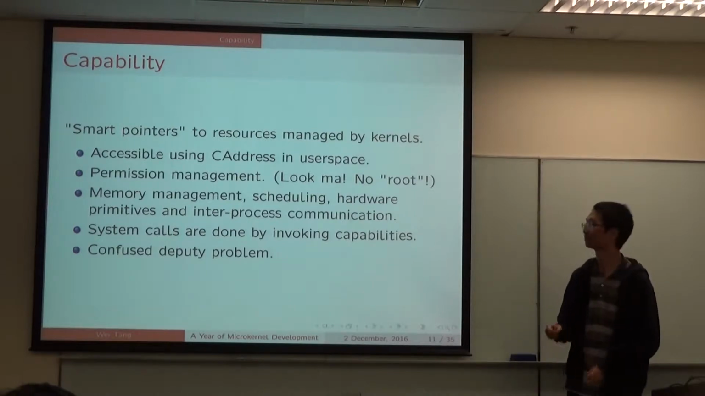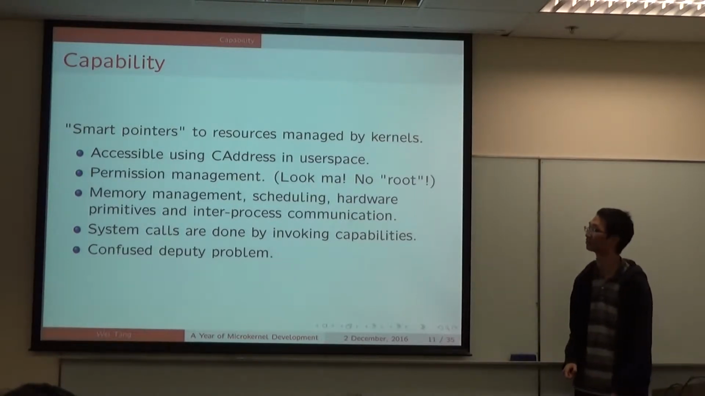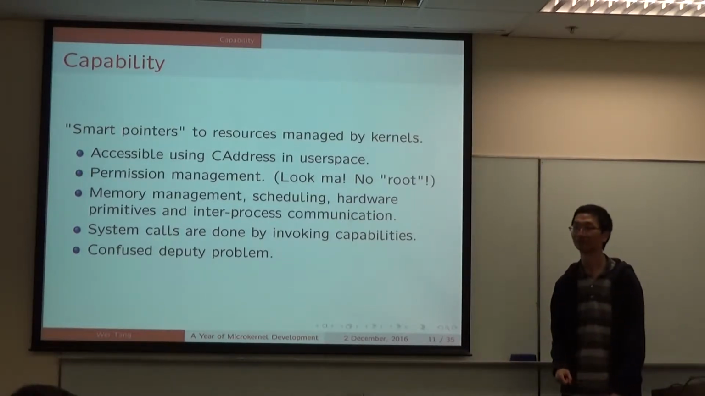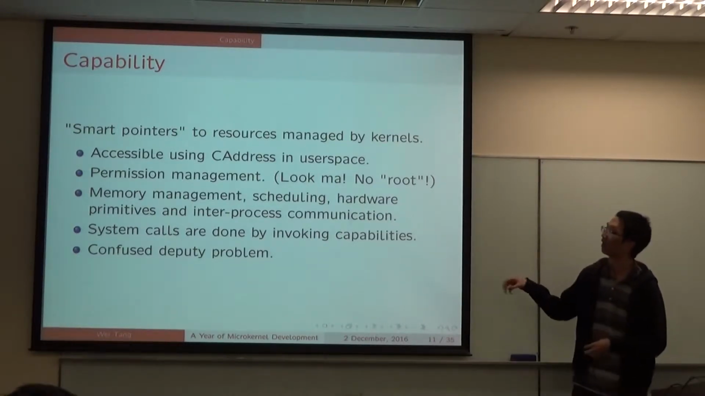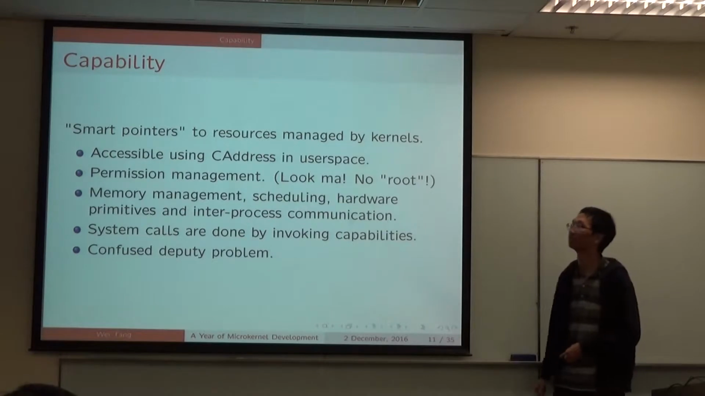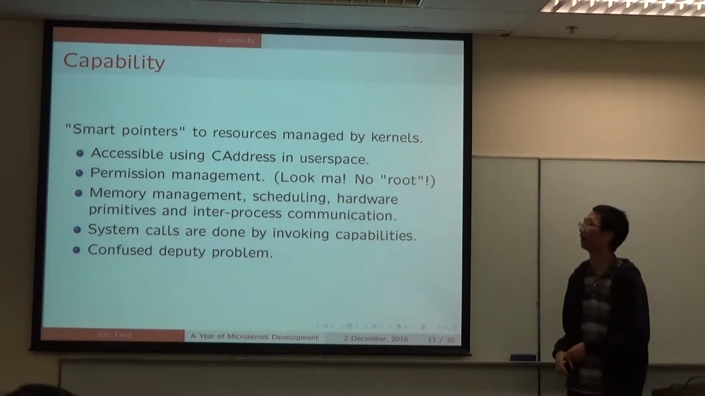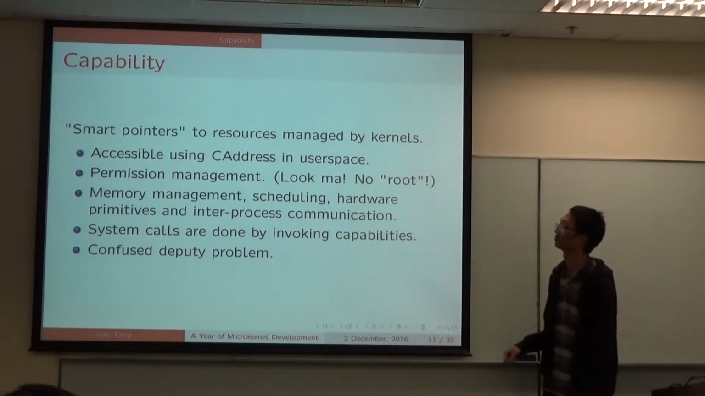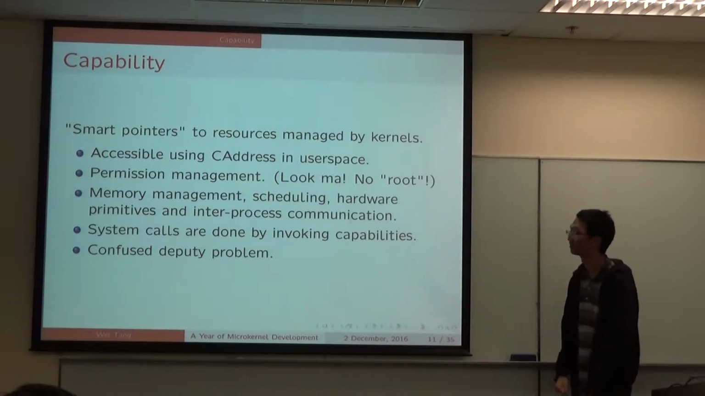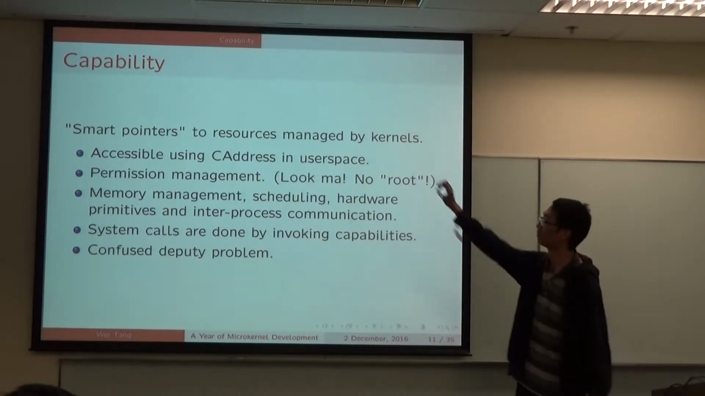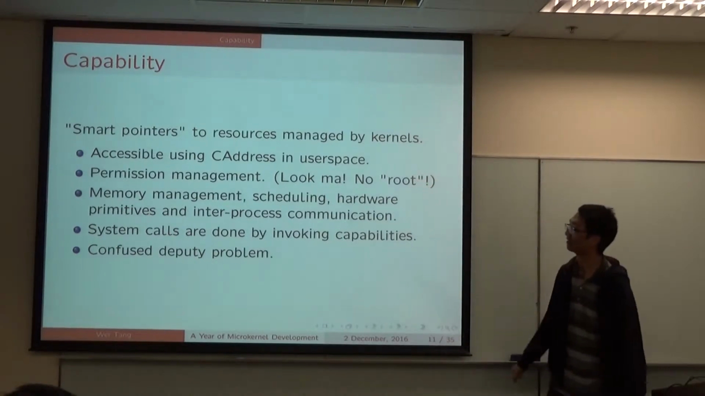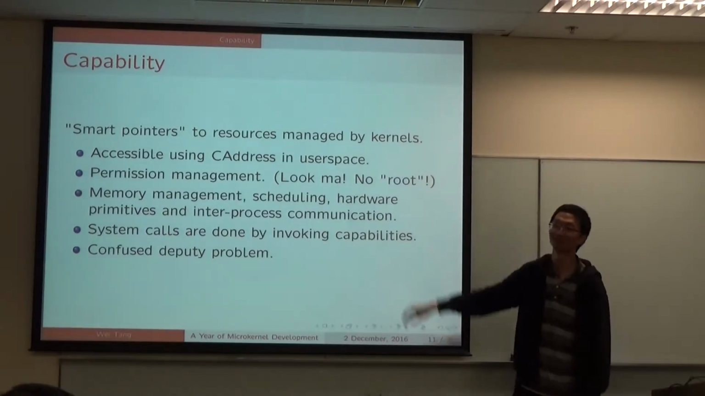Those are smart pointers pointing to resources managed by the kernel. And they have some properties. For example, those capabilities can be addressed in user space, using something called a cspace address. And some processes would own some capabilities. In that way, we solve the permission management problem.